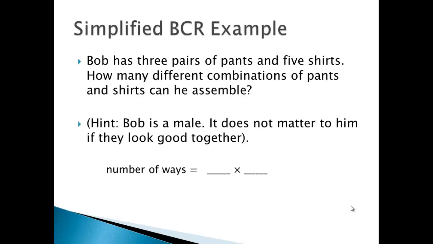Let's suppose that Bob has 3 pairs of pants and 5 shirts. How many different combinations of pants and shirts can he assemble? Now, it's worth remembering that Bob is a male. It doesn't matter to him if one is stripes and the other one is polka dots. He'll put them together no matter. So Bob's strategy is this: he's simply going to choose 1 pair of pants, he's going to choose 1 of the 5 shirts, and that'll make an outfit for Bob.